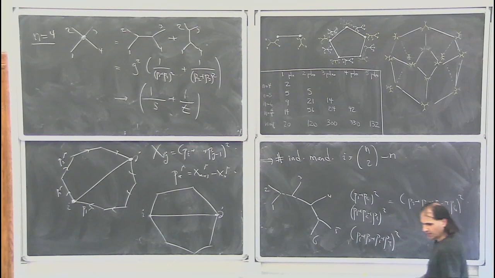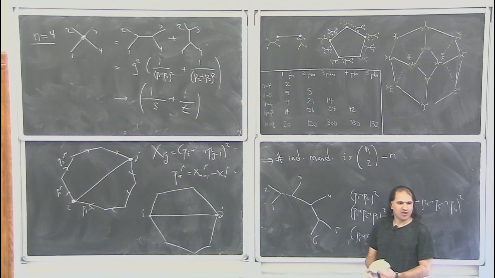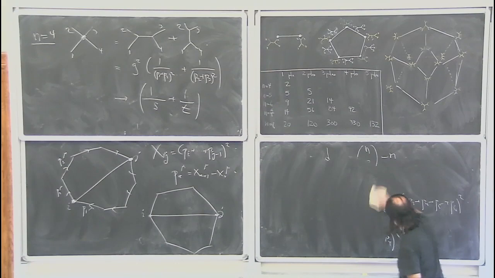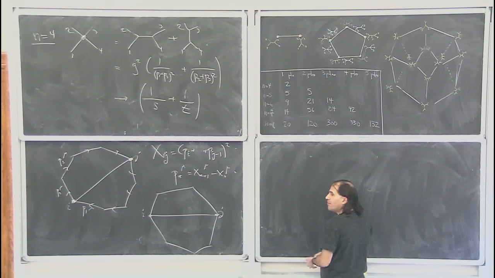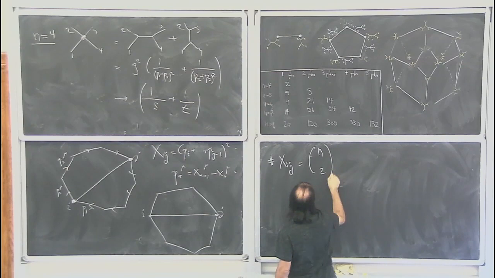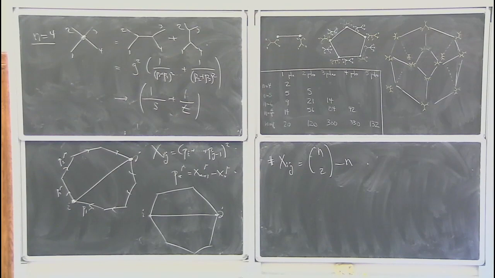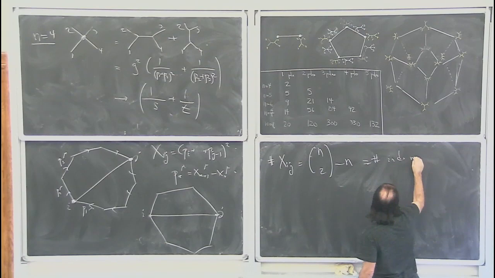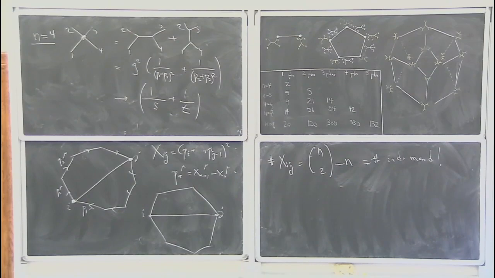Now here's a lovely thing. How many of these xij's are there? The number of xij's is also equal to n choose 2 minus n. It's exactly the number of independent Mandelstam variables. So that's our kinematic space: the space of xij's. Note we still have this little thing that xij is equal to xji, of course, since it only depends on this pair.